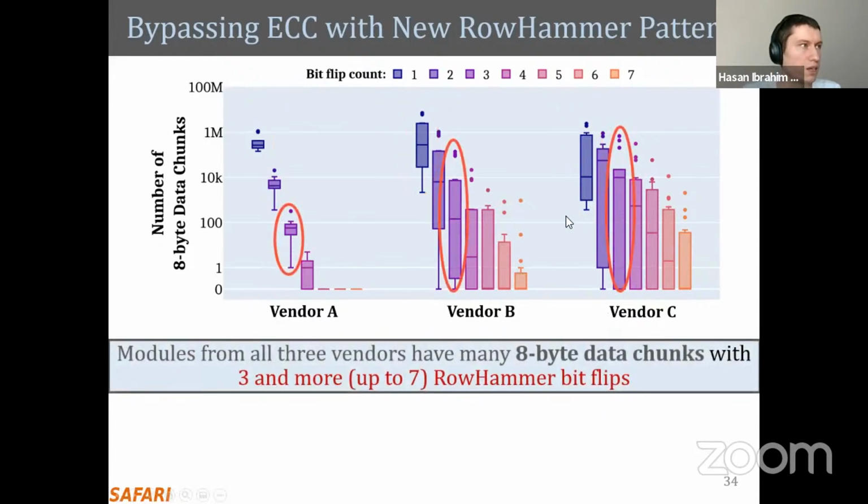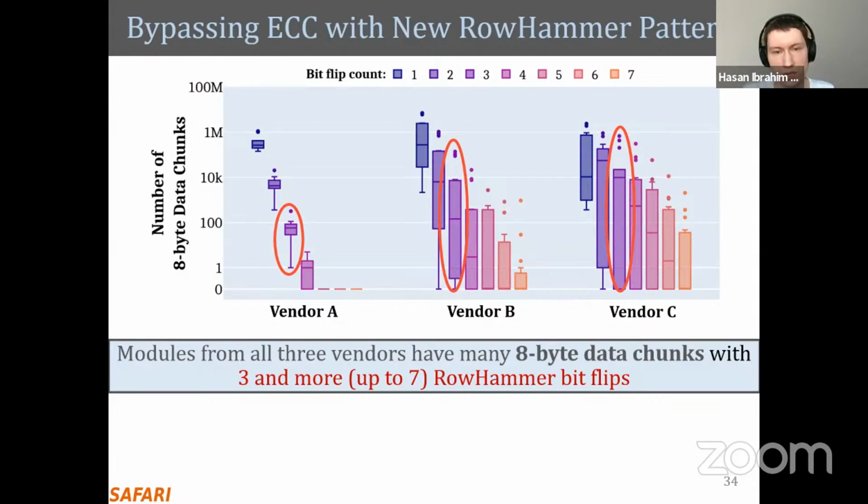However, we see data chunks with 3 and up to 7 bit flips, and these are bit flips that typical ECC schemes cannot correct or detect. Of course, it is possible to design stronger ECC schemes, but these come with additional costs. The metadata storage needs to significantly increase, and also the cost of encoding and decoding the code word increases.